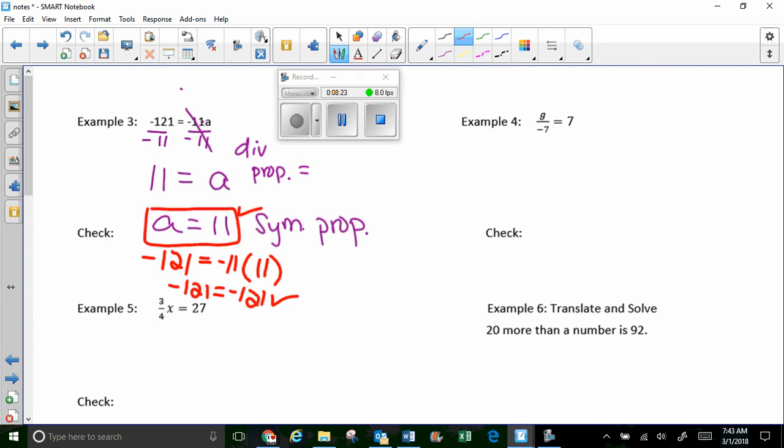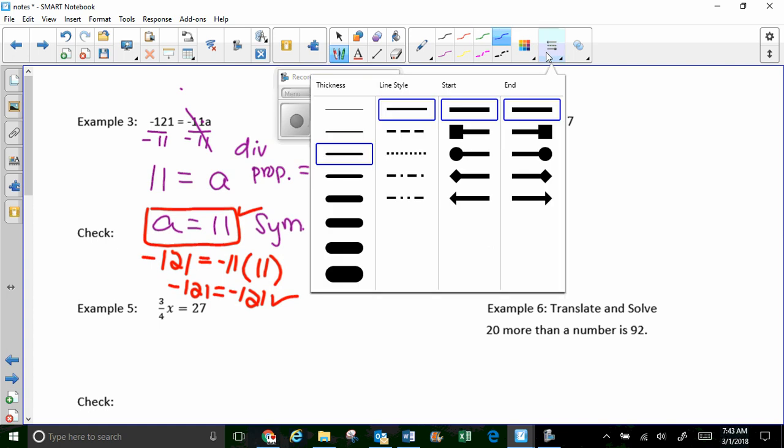What happens if you check and you don't get the left side equals the right side? Well, that means you probably did something wrong and you need to go back and check your work. Maybe you forgot a negative, maybe you used the wrong inverse operation, so it's always good to go back and fix. Alright, let's look at our next problem.